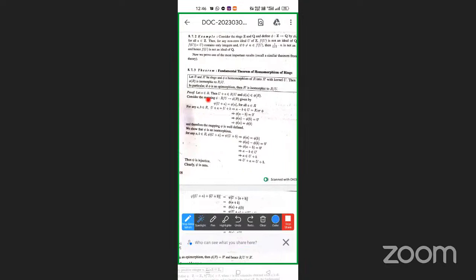Proof. Let A belong to R, then U plus A belongs to R by U. This is a left coset or right coset. Every element in R by U is of the form of cosets. So U plus A belongs to R by U, and since A belongs to R, pi of A belongs to pi of R. So we define a mapping.